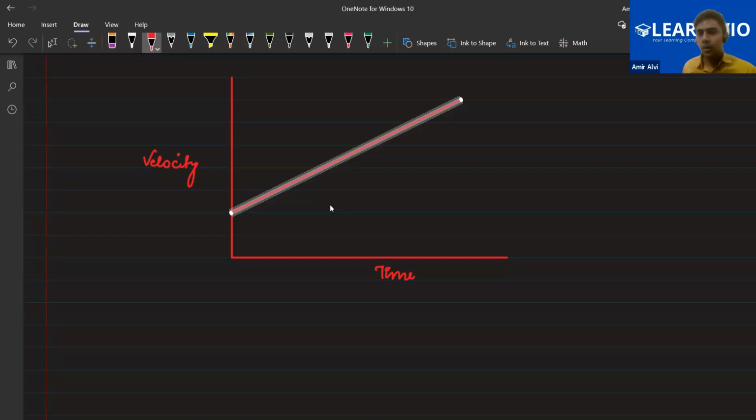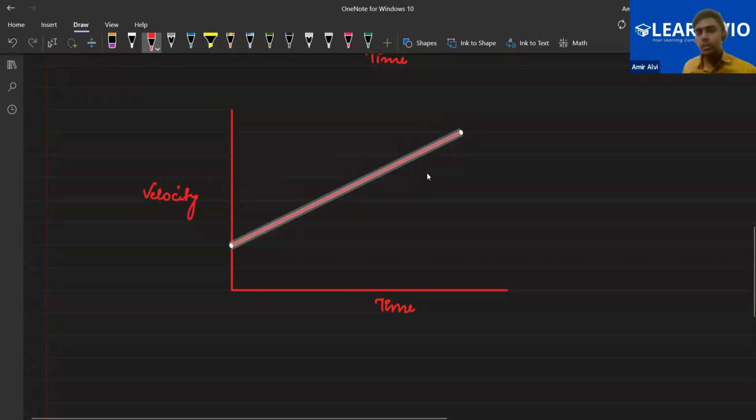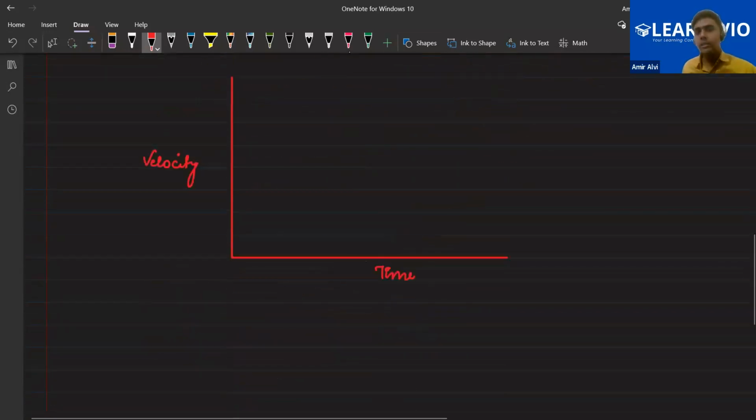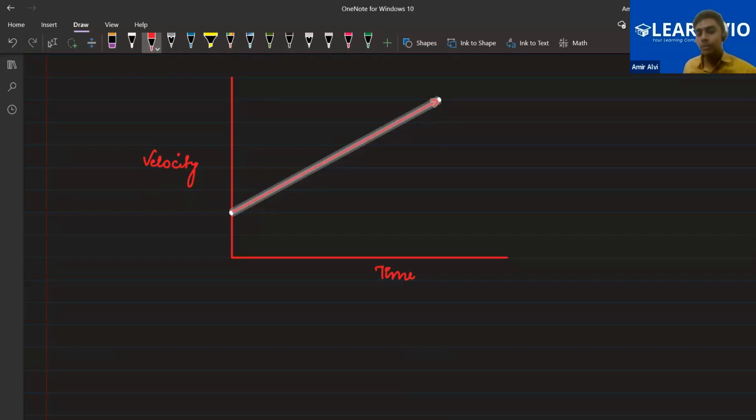So it will give you the acceleration. Nothing will change. The only difference between these two graphs is that one is starting from the origin, and the second one is starting from some specific value of initial velocity of the motion. Clear, everyone?